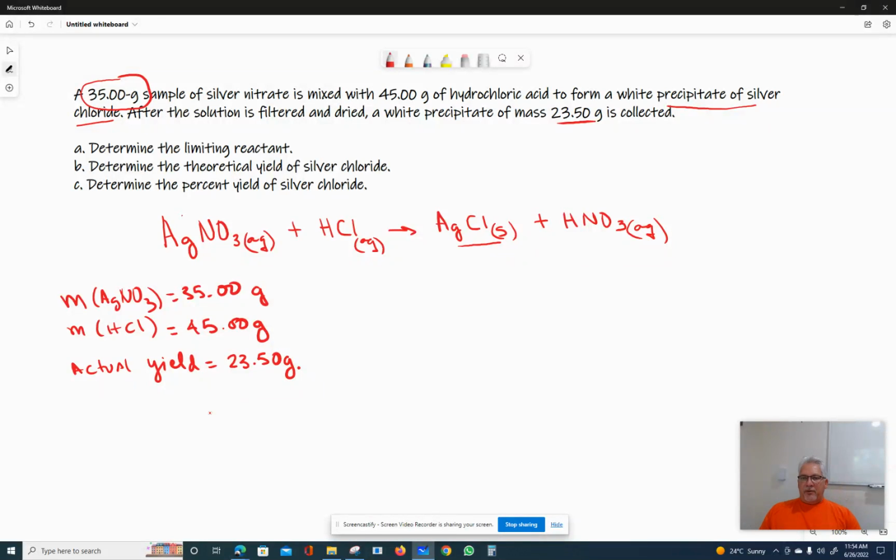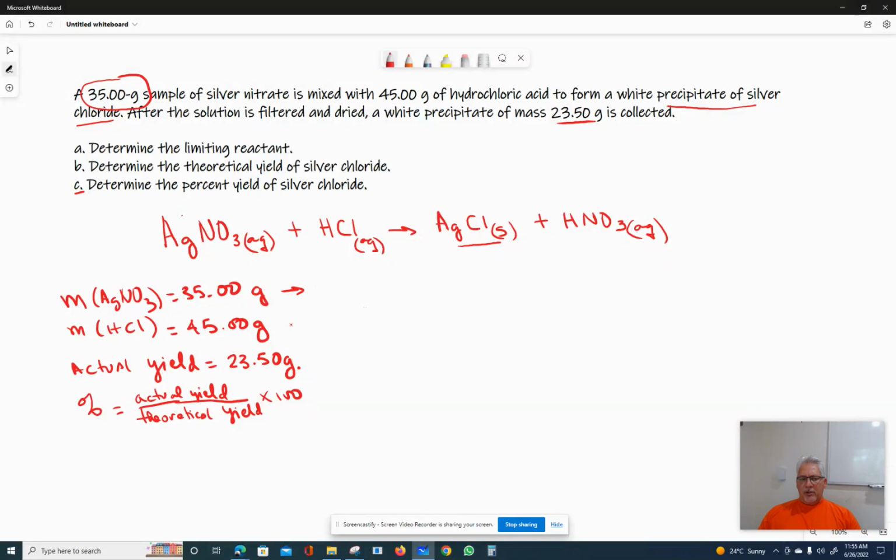That will be 23.5. So the percent yield formula: percent yield will be actual yield, which is given in this problem, over theoretical yield, that's the one we need to calculate using the limiting reactant, times 100. So this is the formula that will help us to answer C. But before answering C, we need to find the limiting reactant and the theoretical yield, because we don't have that one. The denominator we don't have. How can we do that?